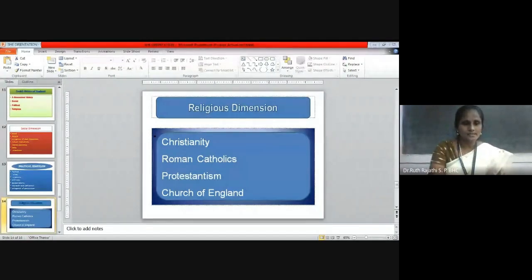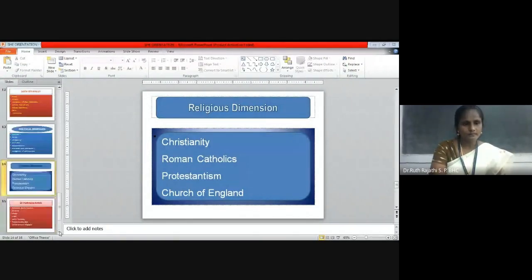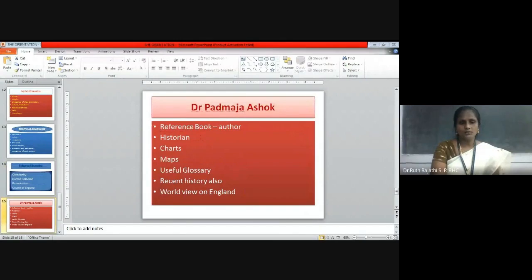And moving to the last slide, where I want to tell you about the author Padmaja Ashok. We are going to study this author for this semester. This book is prescribed for you, so you are supposed to buy the book. It's available online. This book is a very small book with the outline of the entire history of the land in England. Padmaja Ashok is a historian.